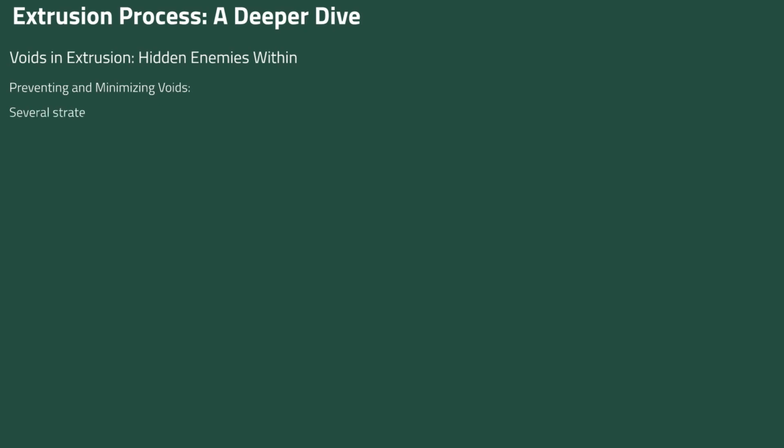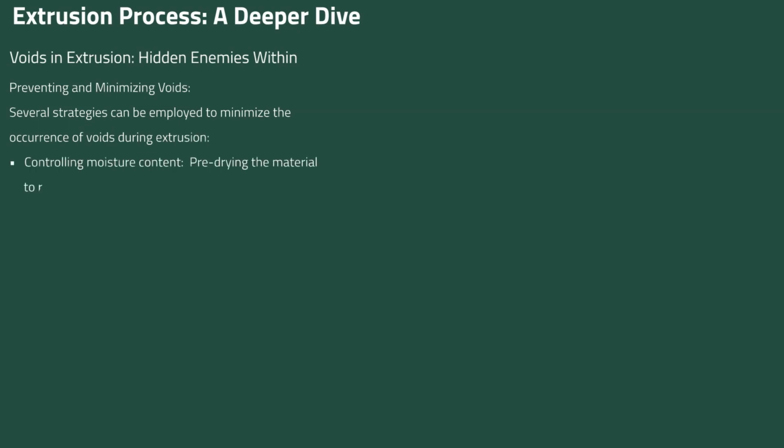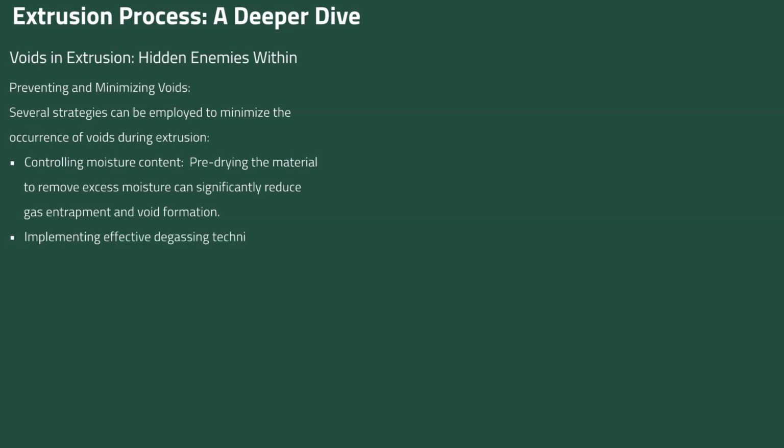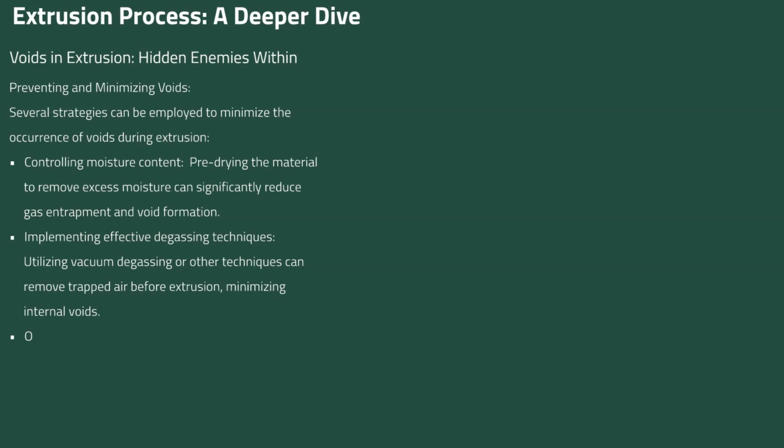Preventing and minimizing voids. Several strategies can be employed to minimize the occurrence of voids during extrusion. Controlling moisture content. Pre-drying the material to remove excess moisture can significantly reduce gas entrapment and void formation. Implementing effective degassing techniques. Utilizing vacuum degassing or other techniques can remove trapped air before extrusion, minimizing internal voids.